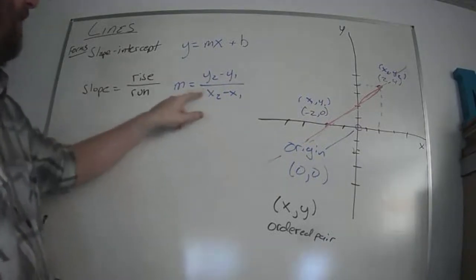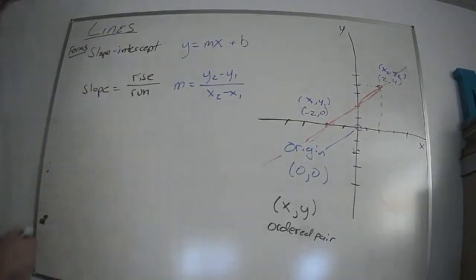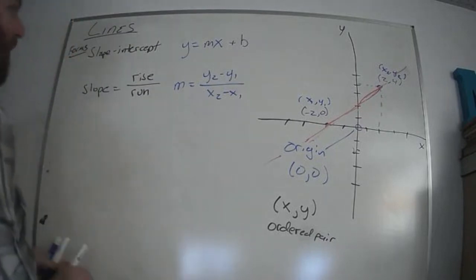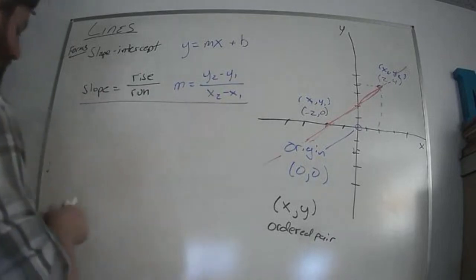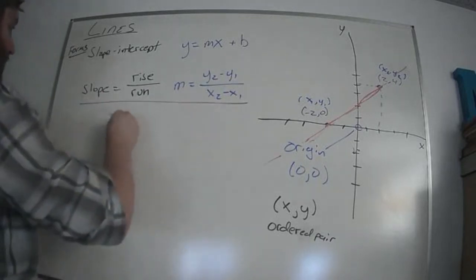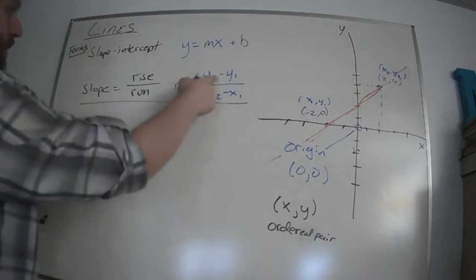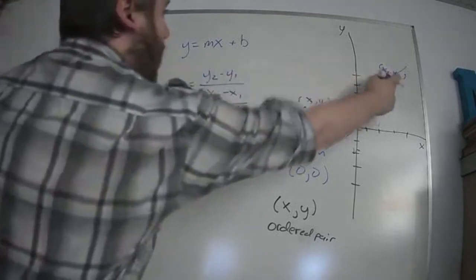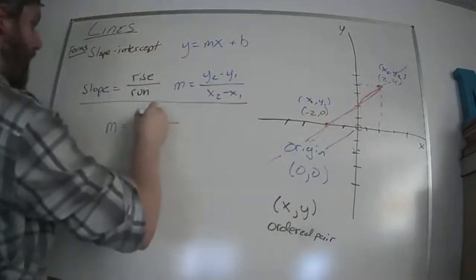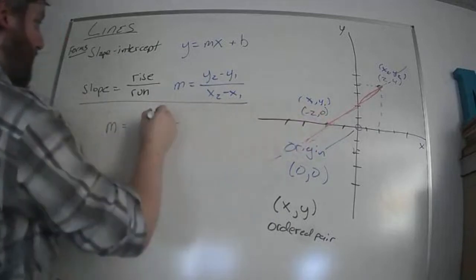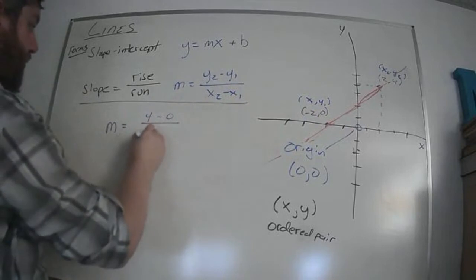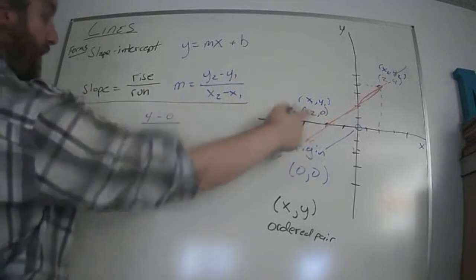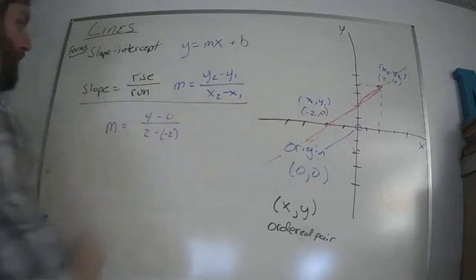So if I want to find the slope of this line, I need to use this equation. So I know that I have these 2 points. So why don't I put some numbers in there? I'm going to say m equals this. I have y2 minus y1. This y2 is 4. And y1 is 0. And then it's divided by x2, which is 2, minus x1, which is minus 2.